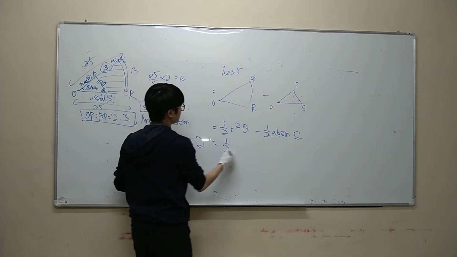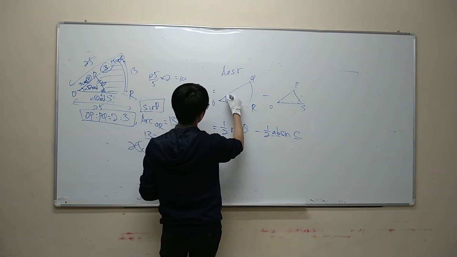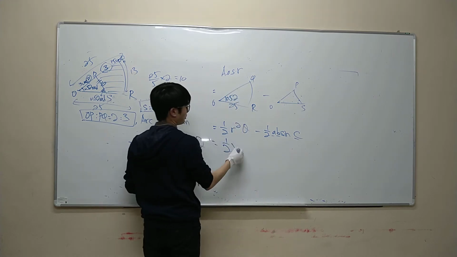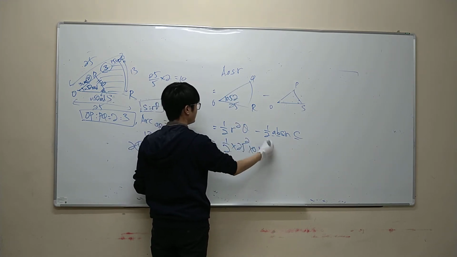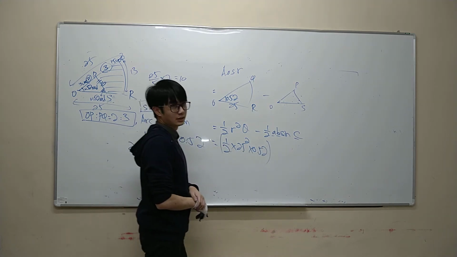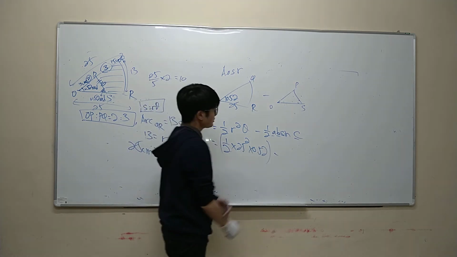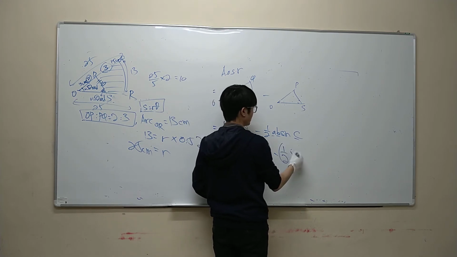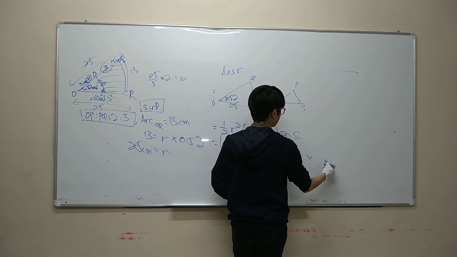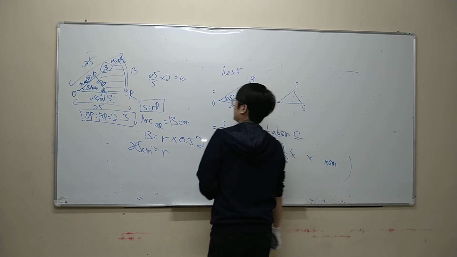What is the radius? 25. What is the theta? 0.52. So put in: 25 squared times 0.52. Done. That is the area of sector. Minus 1 over 2. I already told you just now. What is A, what is B, and what is C?